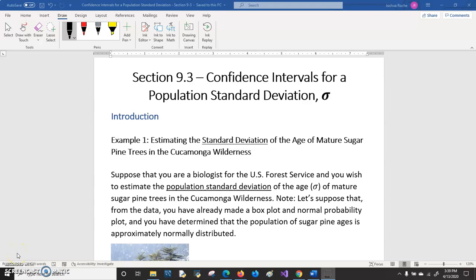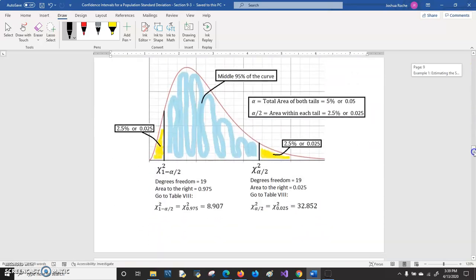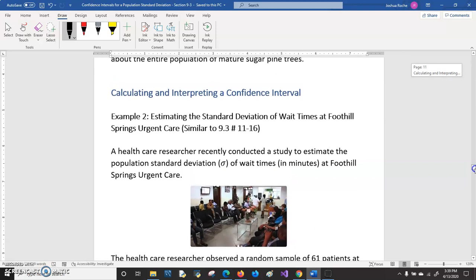We'll take a look at another example of finding a confidence interval for a standard deviation. In the last video we looked at this example involving the ages of pine trees in the Cucamonga wilderness. In the next example, this will involve the standard deviation of wait times at Foothill Springs Urgent Care. This example is similar to exercises 11 through 16 in section 9.3.